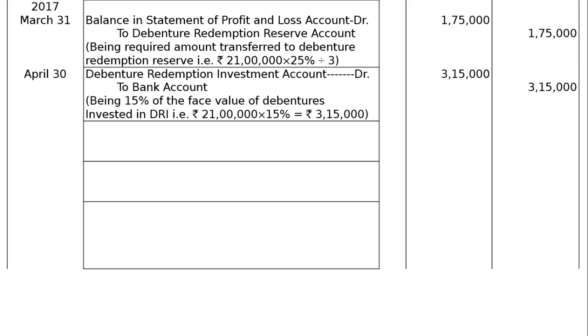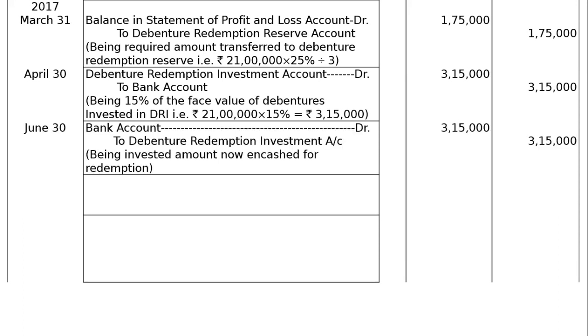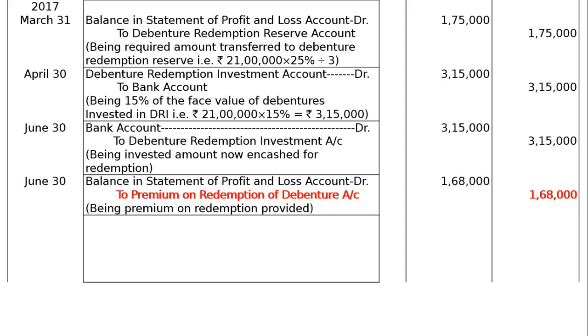Then we have to take out the money before redemption, that is on June 30, the date of redemption. Bank account debited to debenture redemption investment account, that is rupees 3,15,000 in the debit and credit column. Being invested amount now encashed for redemption. The next one is balance in statement of profit and loss account debited to premium on redemption of debentures, being premium on redemption provided, it is 8% of rupees 21 lakhs. This entry is not there in this book, but I have provided because premium is to be provided out of the profits if available, otherwise the redemption cannot be done.